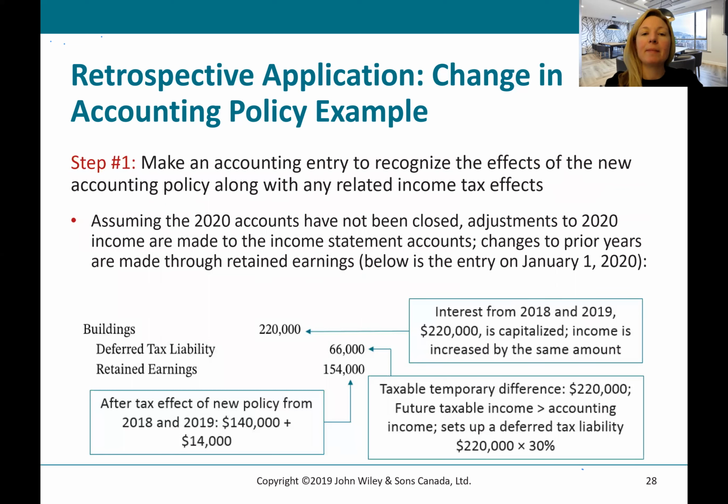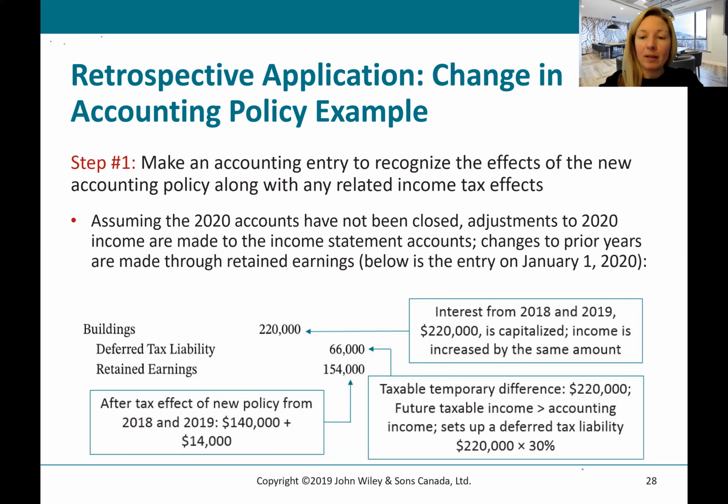So the first step is to make an accounting entry to recognize the effects of the new accounting policy along with the related income tax effects. So assuming the 2020 accounts have not been closed, the adjustments to 2020 income are made through the income statement, so we don't need to worry about hitting retained earnings for that. And changes to the prior years are made through retained earnings. So the below is our entry on January 1st, 2020.